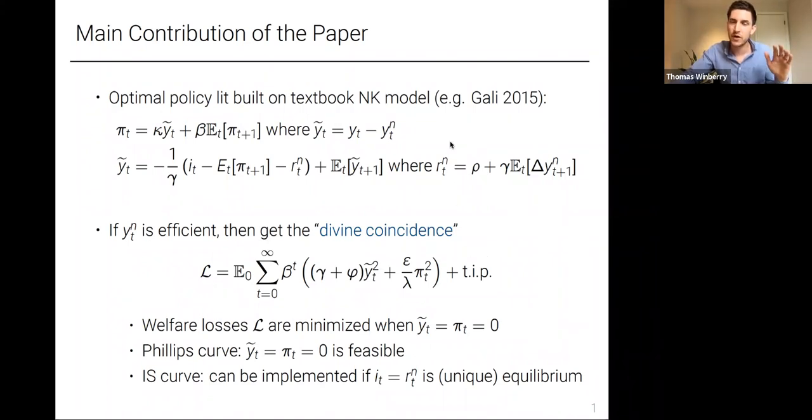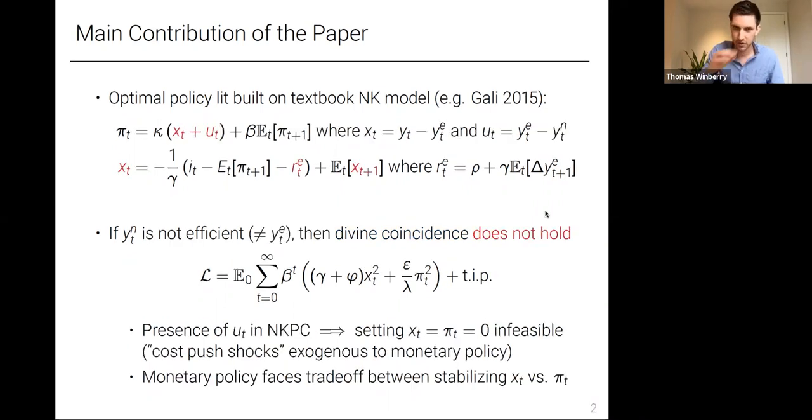And in this textbook model, you can do that. If you just look at the New Keynesian Phillips curve, eliminating the output gap and eliminating inflation are consistent with each other. And then from the IS curve, you get that setting the nominal rate to the natural rate is how you do it. There are questions about how you implement that, but that basic prescription is called the divine coincidence. So that's not super interesting. Monetary policy doesn't really face a trade-off between stabilizing output and inflation.